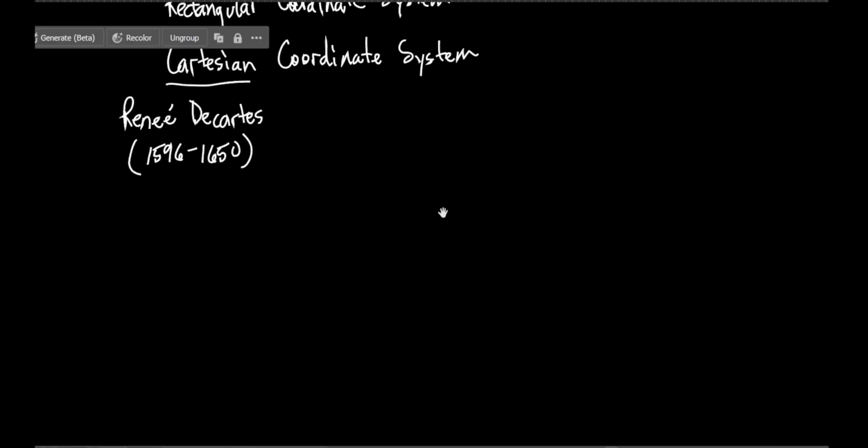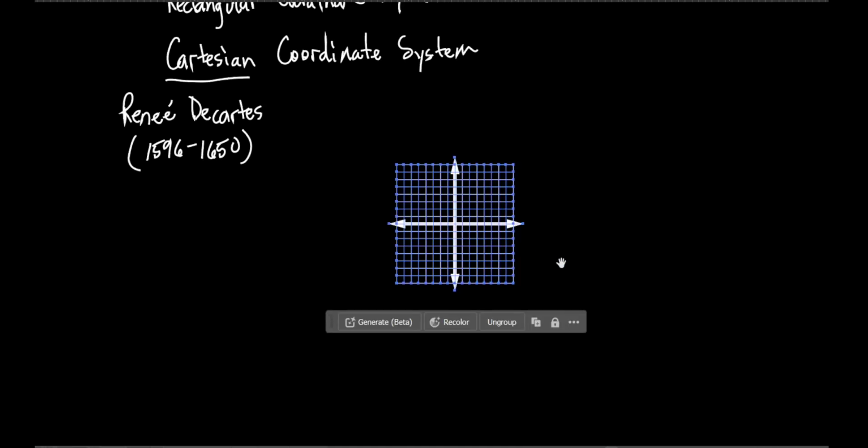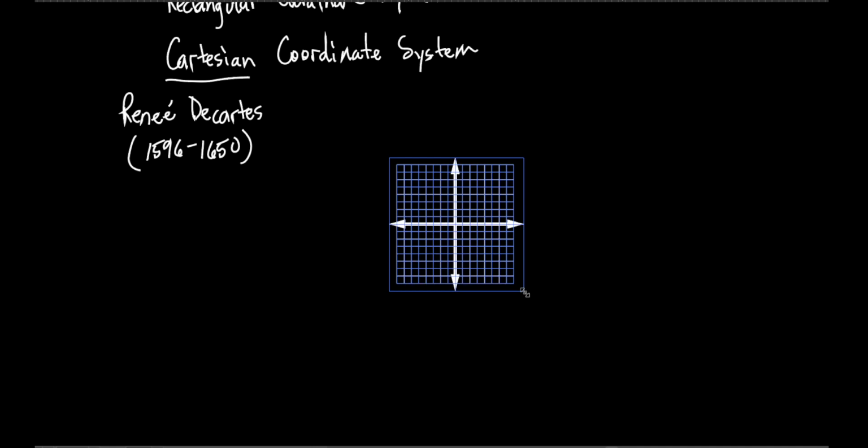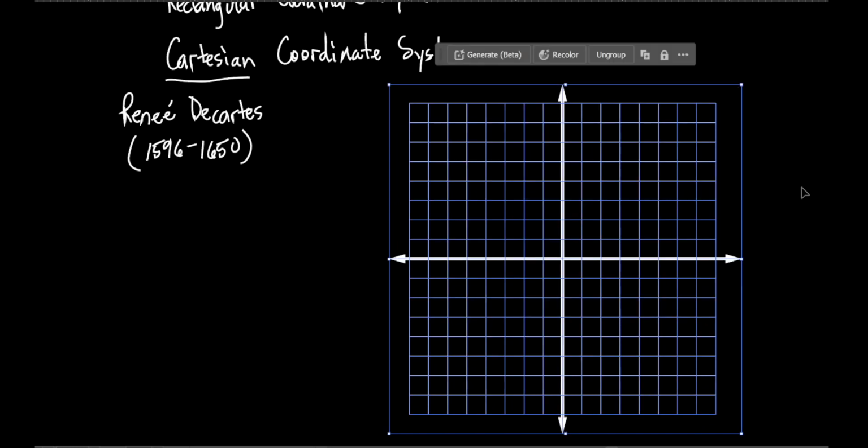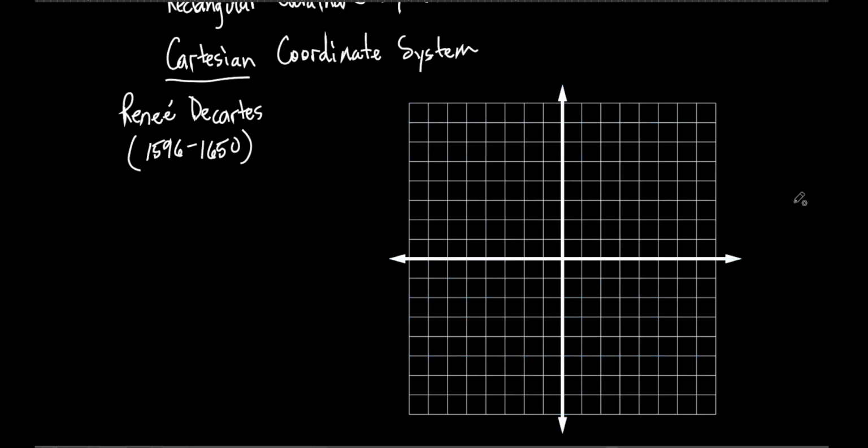I'm going to copy it and paste it right here. Make it a little bit bigger so I can write on it. So this thing right here is called the rectangular coordinate system, or some people call it the Cartesian coordinate system. So let's go through some of this. A lot of this stuff you already know, but you're going to need to know it now. If you didn't know it before, now's the time to learn it.